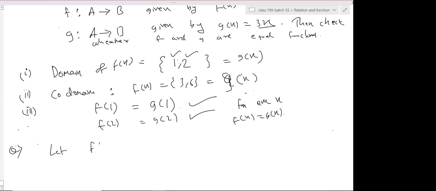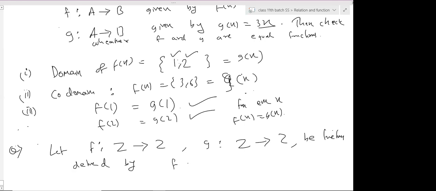Let f be a function from Z to Z. What is Z? Integers. The function defined by f equals n comma n square, where n belongs to Z, and g equals n comma mod n square. Do you know about the modulus function?